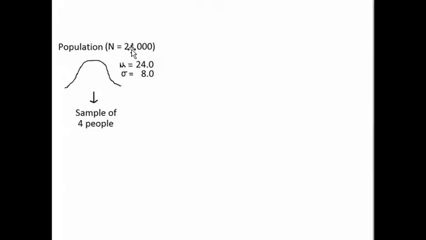Since the population size is more than 20 times larger than my sample size, I can use the short standard error formula. The short standard error formula says to divide the population standard deviation by the square root of the sample size. Remember that little n is a symbol for sample size. I'm going to divide the population standard deviation of 8 by the square root of 4, which is my sample size, and then that'll give me my standard error. The square root of 4 is 2, so I'm just going to be dividing 8 by 2. 8 divided by 2 equals 4, so my standard error is 4.